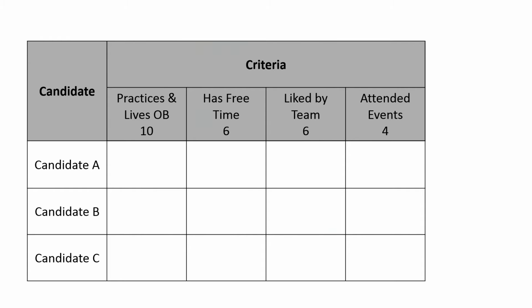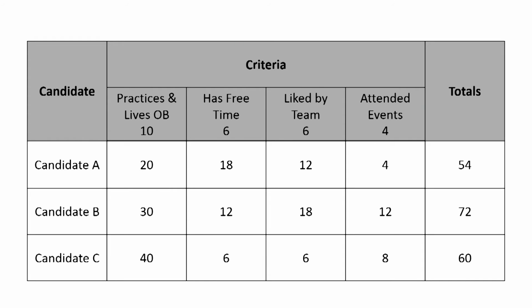For example, assume we are trying to decide which candidate to select for a volunteer role. We have 4 criteria. Practices and lives OB, has free time, is liked by the rest of the team, and has been somewhat active in the organization by attending events. Practicing OB is more important than attending events. Each candidate is scored along each criteria, and the totals for each candidate are added up. This information helps us make a better decision as far as which candidate we should choose.